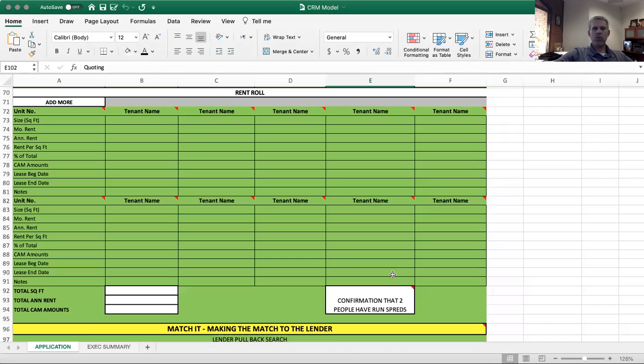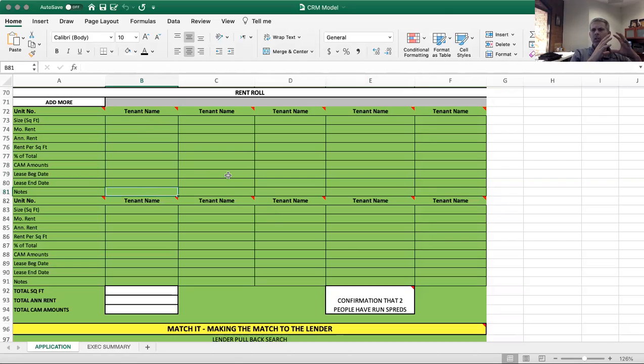And then our form, you'll just see this is what we end up filling out, which is the square footage, the monthly and annual rent. The rent per square foot is a good thing to know. Percentage of the total, that's what we talked about. CAM amounts, which means common area maintenance. The lease begin and end date, and then any additional notes.